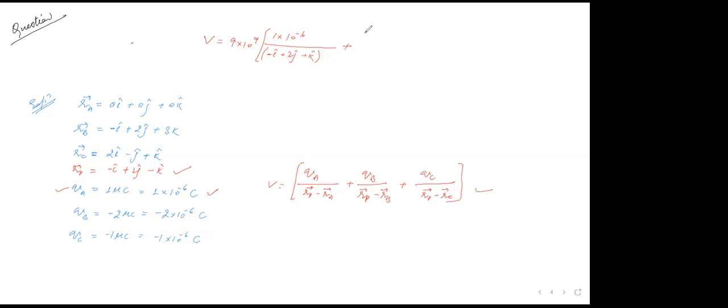Plus QB. What is your QB? QB is minus 2 into 10 raised to the power minus 6 over RP minus RB. RP is again minus I cap plus 2j cap minus K cap. What is the value of RB now? RB is minus I cap plus 2j cap plus 3k cap.